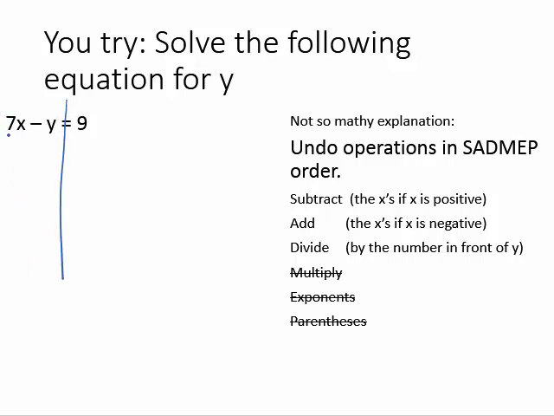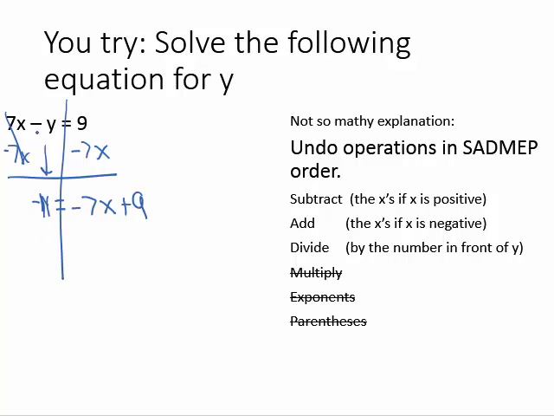Alright, so it's a positive 7x, so we're going to subtract 7x from both sides, leaving us with negative y is equal to negative 7x, and that's a positive 9. We can get rid of that minus on the y. Oh, that's a bit tricky. Notice it's a negative 1y. The 1 is just understood to be there. It doesn't have to be written. It's just understood. There's just 1y there.